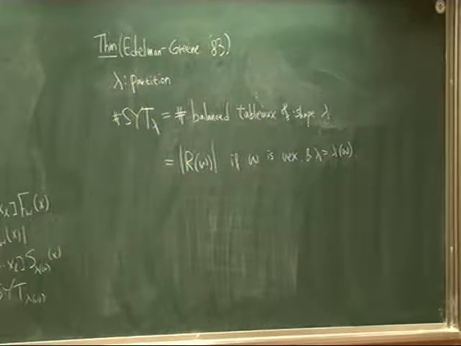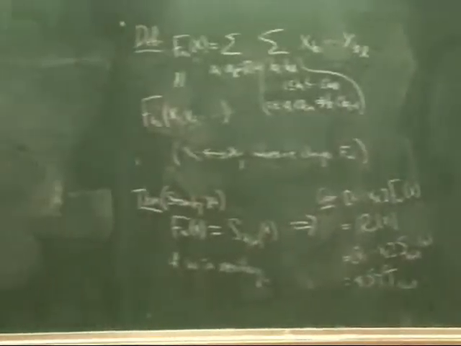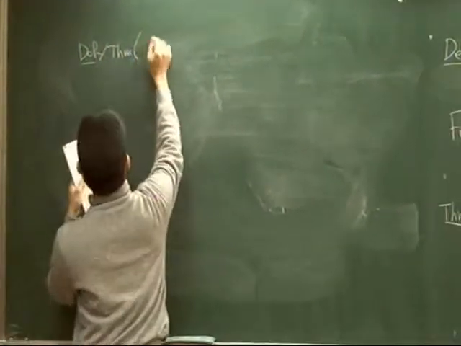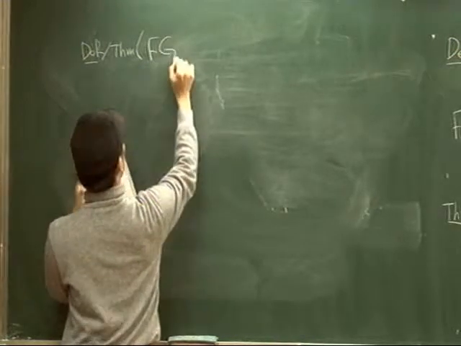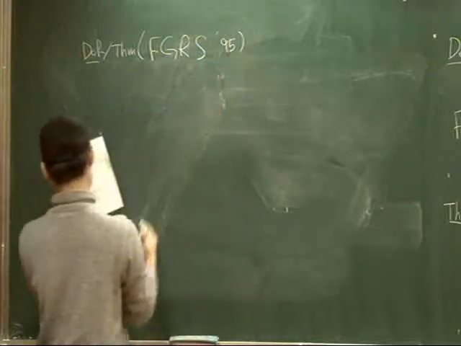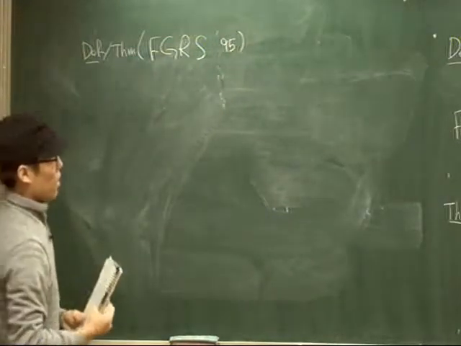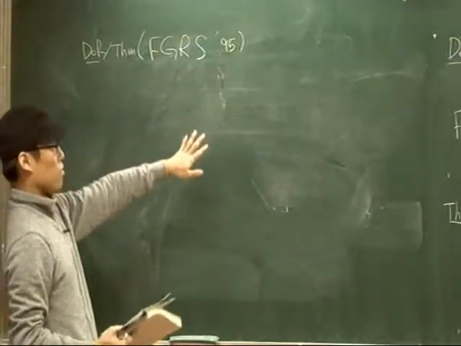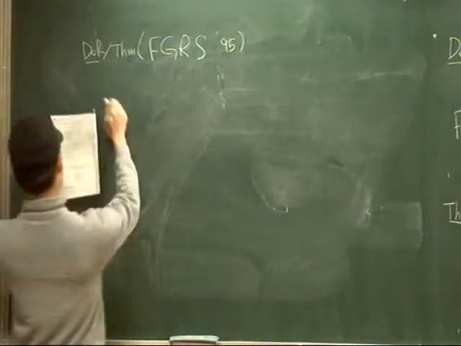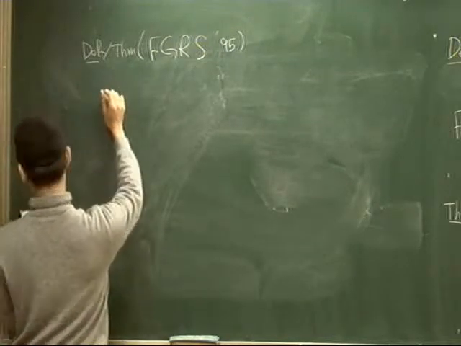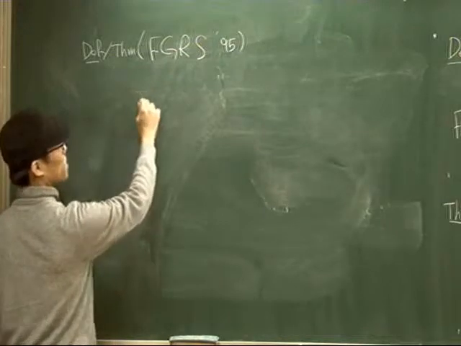And this appeared after 10 years in the work of Fomin, Greene, Reiner, and Shimozono, 95. They actually generalized the balanced tableau and connected it to the Stanley symmetric function. So let's first define what a balanced labeling is.